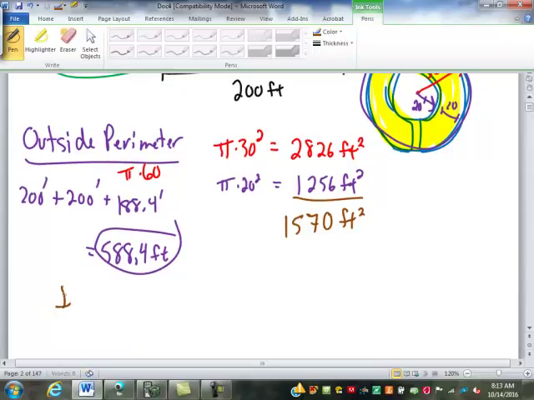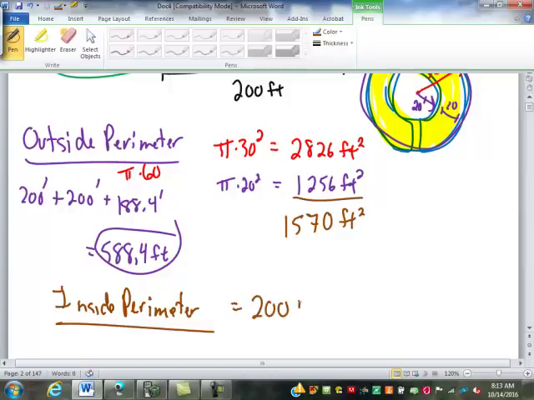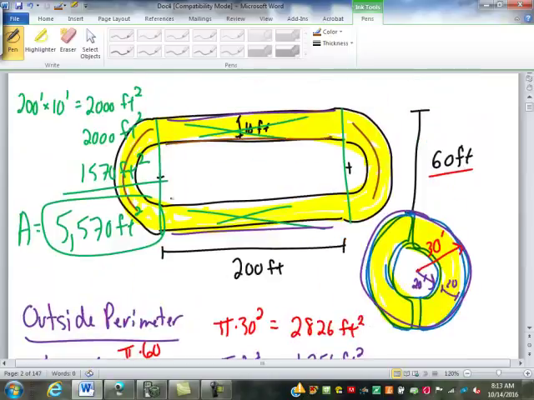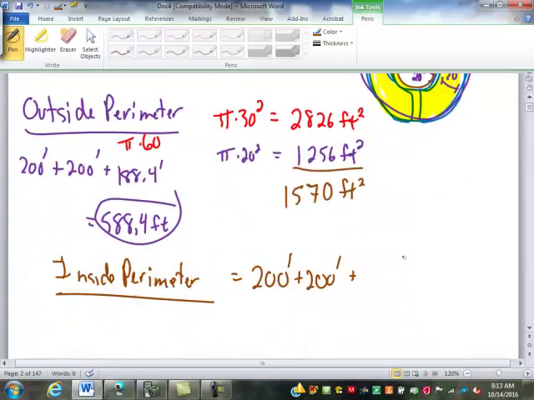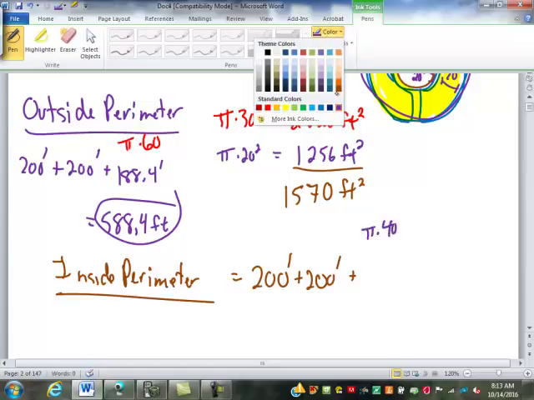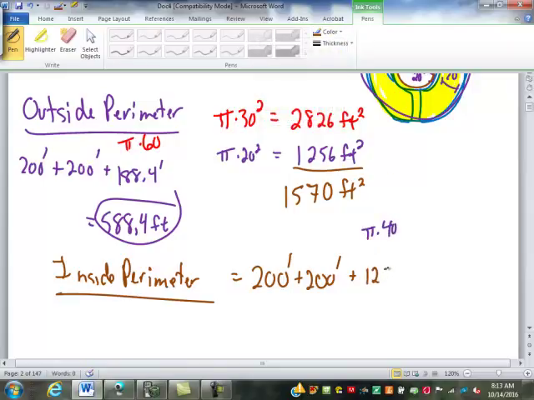If I do the inside perimeter, it's still 200 plus 200. Because these two straight pieces are still 200 feet long. Now it's just the circumference of the smaller circle. That is a 20 radius, so it's pi times 40, it's 40 diameter, which would be 125.6 feet. So that adds up to 525.6 feet inside perimeter. Does that all make sense?